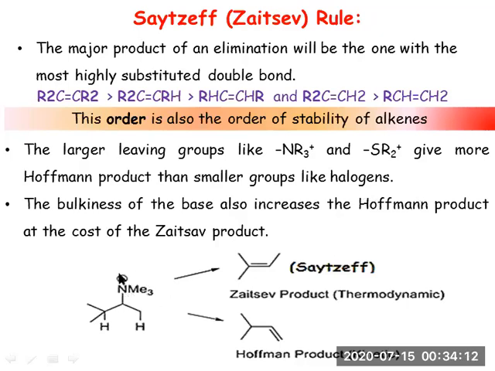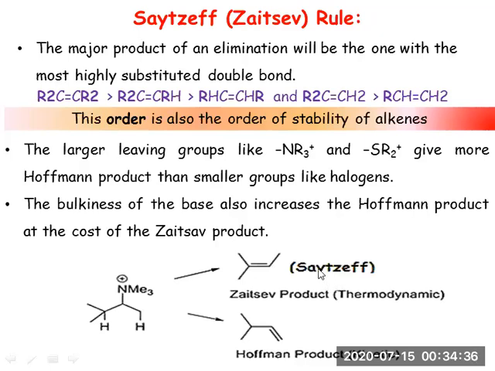So you can see here this particular leaving group is very large. At that time there are two possibilities: hydrogen lost from this carbon or it can be lost from this carbon. If this hydrogen is lost, you get a Saytzeff product. If this hydrogen is lost, you get a Hoffmann product. Hoffmann is a kinetically controlled reaction. Saytzeff is a thermodynamically controlled reaction.